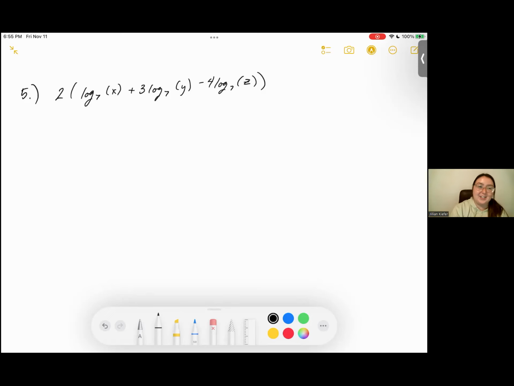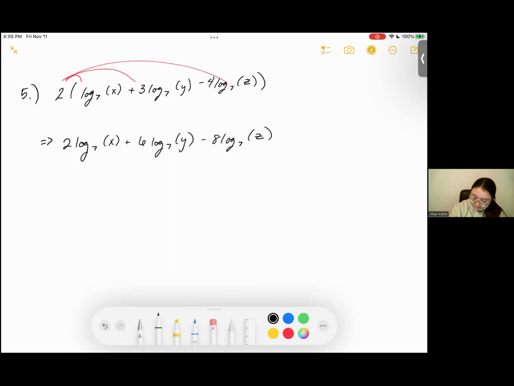All right, so our first step here is that we have this 2 on the outside. It's affecting all of the logarithmic terms. So we're going to go ahead and distribute that 2 out first. So we're not using any laws of logarithms just yet. We are just going to distribute. So this becomes 2 log base 7 of x plus 6 log base 7 of y minus 8 log base 7 of z.